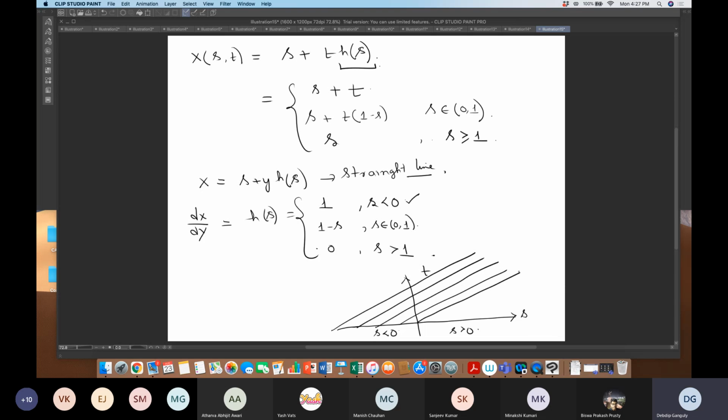Up to this, agreed? All of you? This is a straight line. This is a straight line with slope 1.